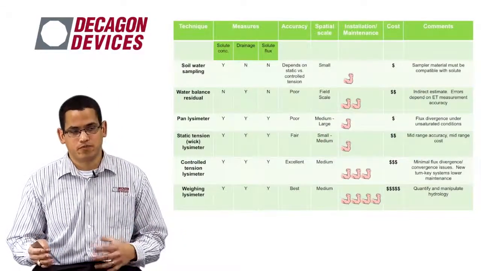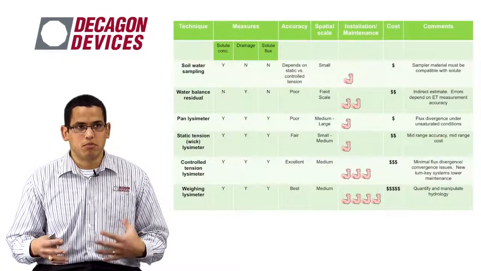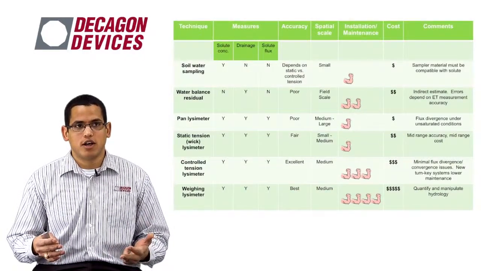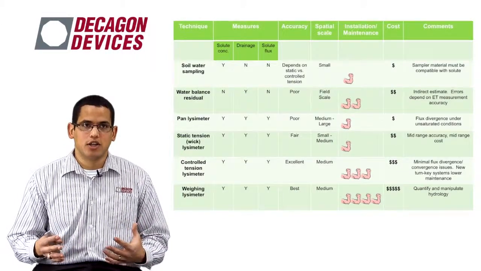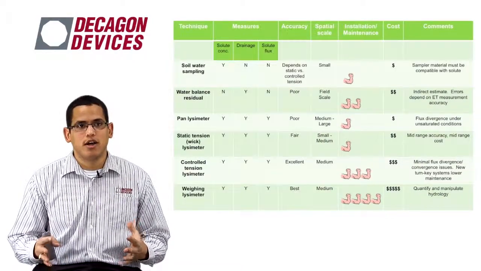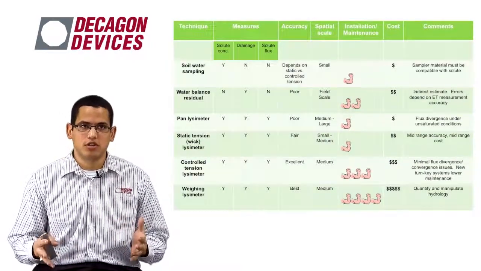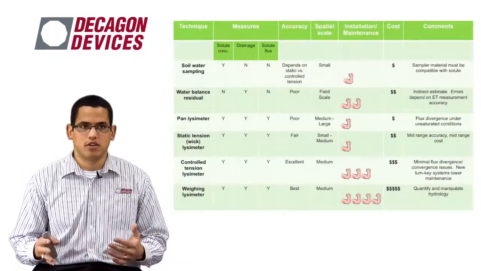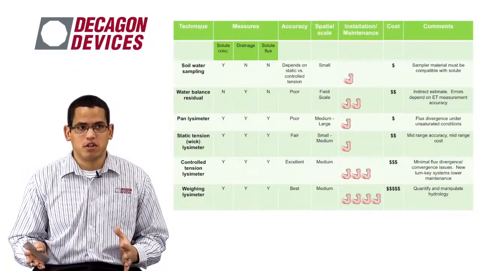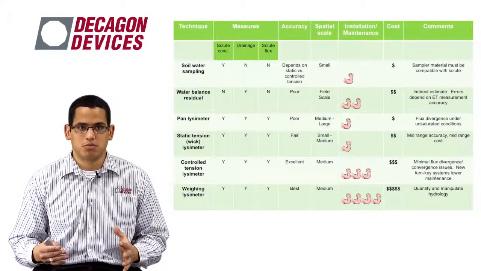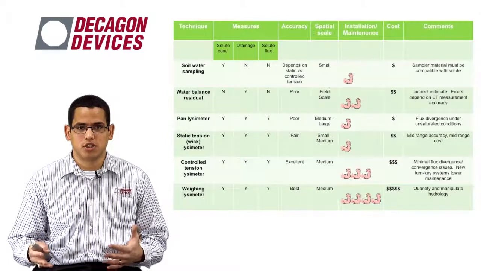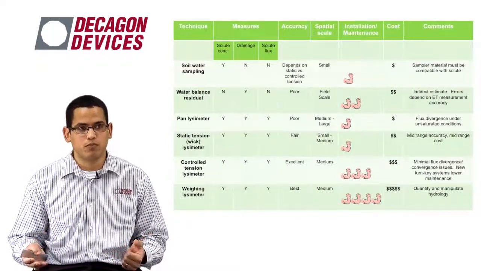With the pan lysimeter, you get solute concentration, deep drainage, and solute flux. You have poor accuracy. You can get medium to large spatial scale measurements. It's going to be installation intensive, just like any of the other lysimeters, but it's going to be low maintenance in the long run, and it's probably the cheapest method of all the deep drainage measurement methods. But again, the issue with these is flux divergence, especially in unsaturated conditions.